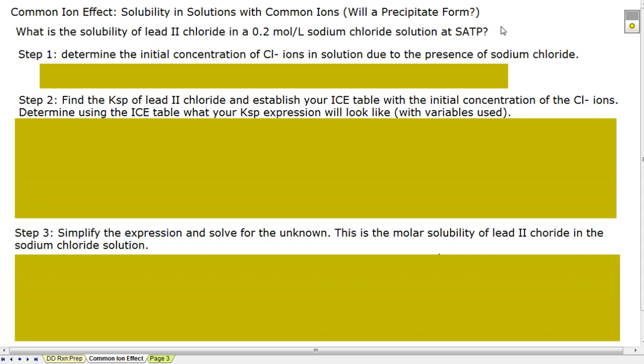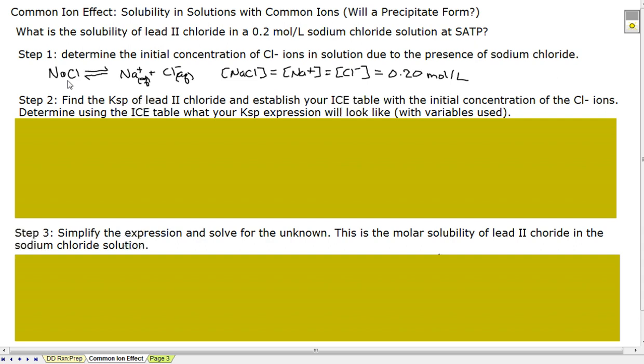So our first step, step 1, is to determine the initial concentration of chloride ions in solution due to the presence of the sodium chloride. So how much chloride do we already have in solution? That's a pretty straightforward calculation. We look at how sodium chloride would dissociate, how it would break down, check out the molar ratios, 1 to 1. So if I know my concentration of the salt, it would be the same as my concentration of either ion, which is 0.20 moles per liter. Our next step now is to find the KSP of lead 2 chloride.